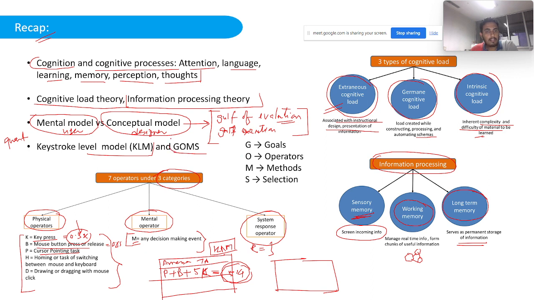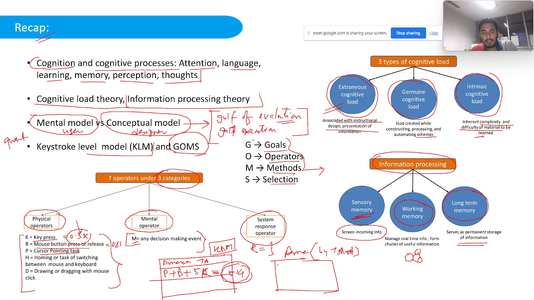Similarly, the other technique we discussed in the last class was GOMS. GOMS stands for goal, operators, methods, and selection. Here we first define a goal. For example, on the Amazon website, if our goal is to buy a T-shirt, then we set that as the goal. Then we try to identify different methods by which we can actually purchase this T-shirt.